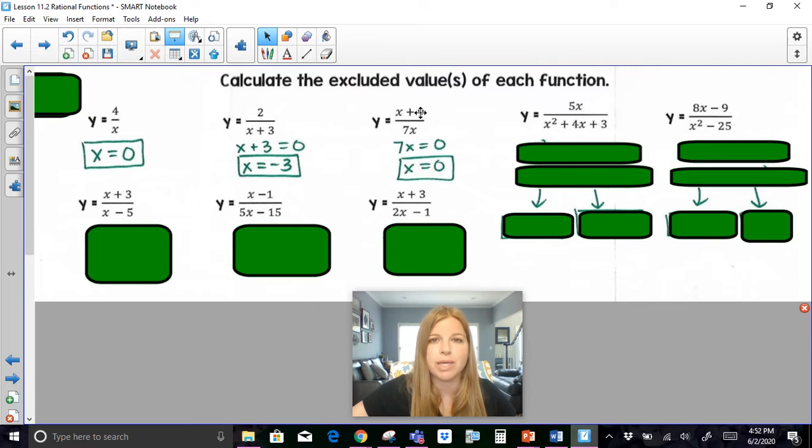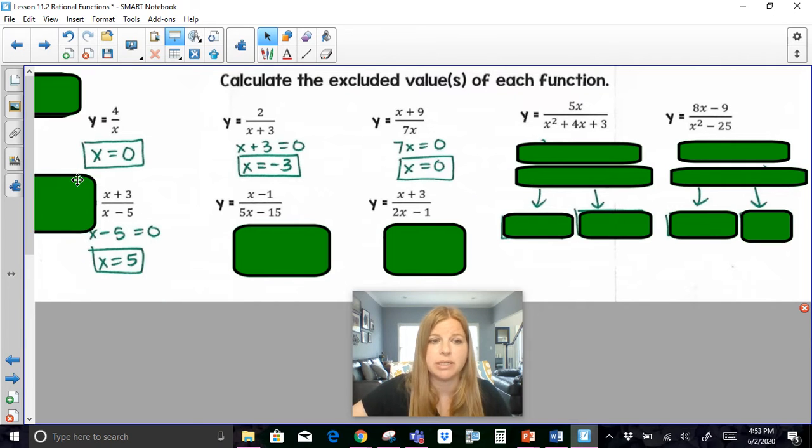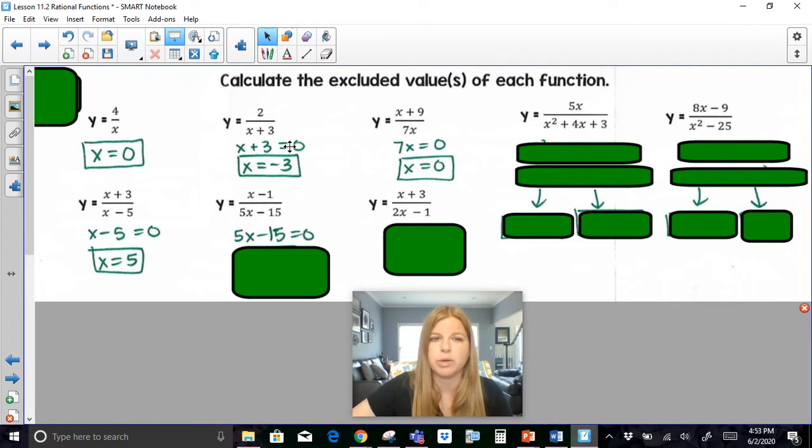And remember, we don't care about the numerator, we just care about the denominator. Next one, x plus 3 over x minus 5. The only value x cannot be here would be if x minus 5 was equal to 0. The excluded value is simply 5. Next one, if I do the same process and I set this denominator equal to 0, notice that's what I'm really doing. I'm just setting the denominator equal to 0.